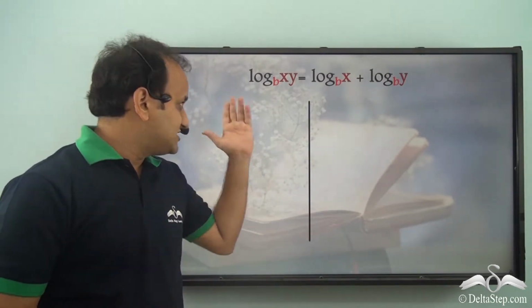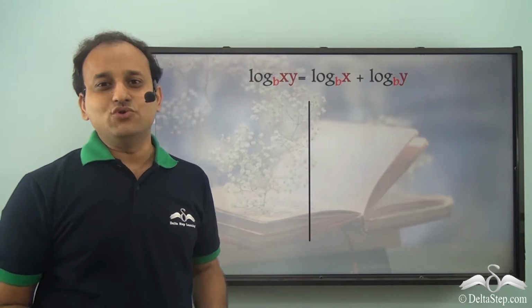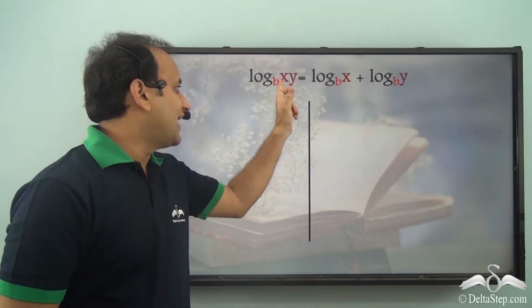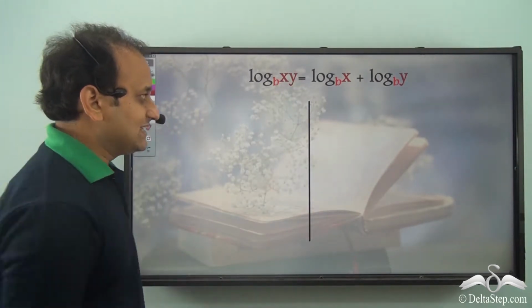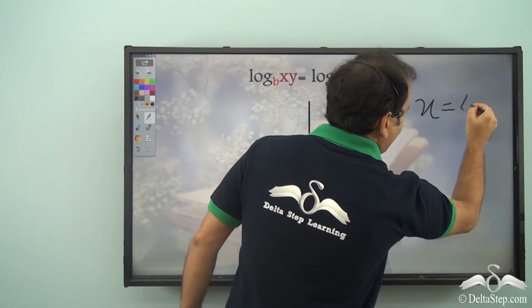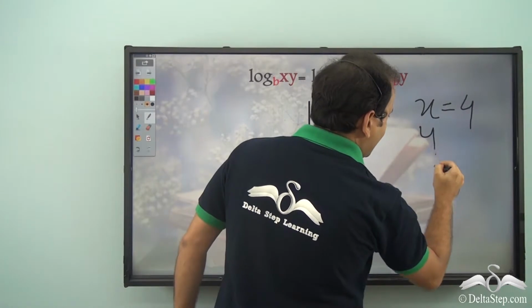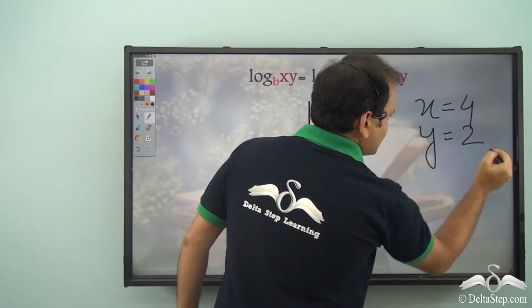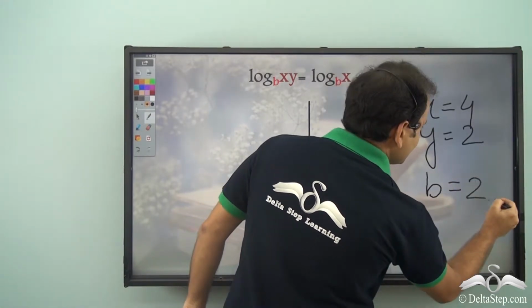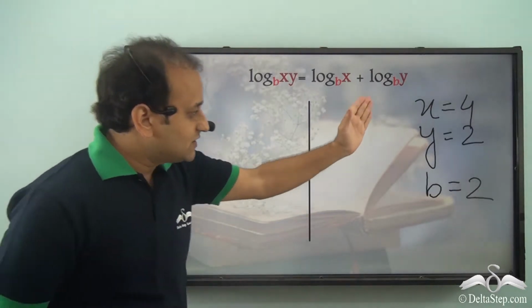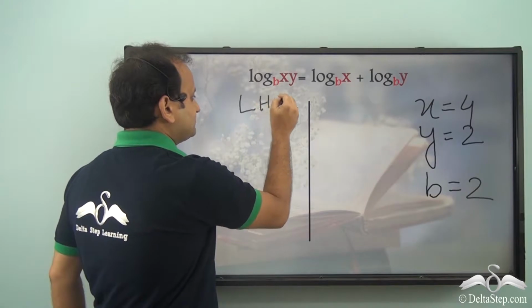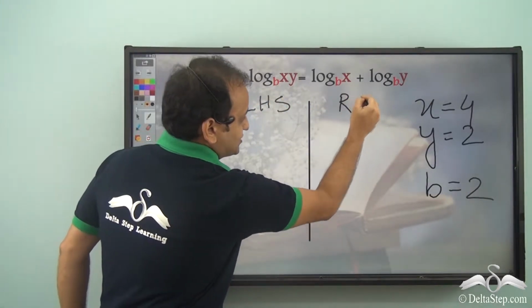So for checking this particular law, he had to make some assumptions. So what did he assume? He assumed the values of x, y, and b. So let's see. He assumed x is equal to 4 and y is equal to 2, and also b is equal to 2. So with these values, he tried to solve the LHS and the RHS.